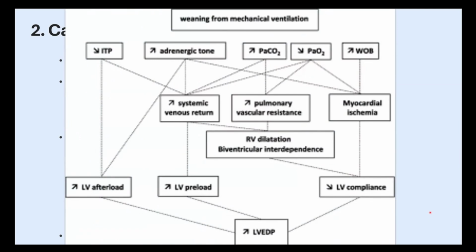So this is just showing all the complex interplay of why we wean a patient from mechanical ventilation. You can start from anywhere, but I would like to start from increased LV afterload as you wean them. Then it causes increased adrenergic tone, increased systemic venous return, and all these things. It can run all over the place. And the endpoint is reduced LV compliance. It can cause myocardial ischemia, increased work of breathing as well.